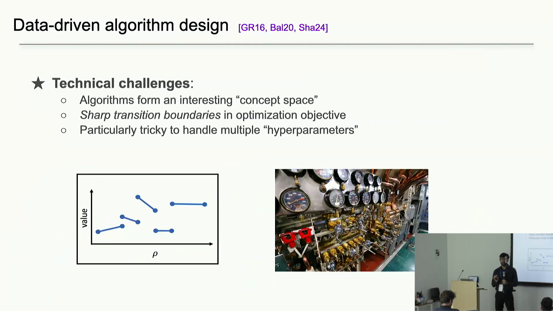Here are some technical challenges. I'll just give a highlight of this. Algorithms are an interesting concept space. Think of things like neural networks or decision trees. They themselves are algorithms, but if you think of hyperparameters, they form a different concept space. They have interesting properties like sharp transition boundaries. So they're not nice convex functions; they're not only non-convex, but they might not even be continuous in some discrete optimization cases, which we'll talk about. And it's also more challenging to handle multiple hyperparameters. So these are things that we'll see as we go along.